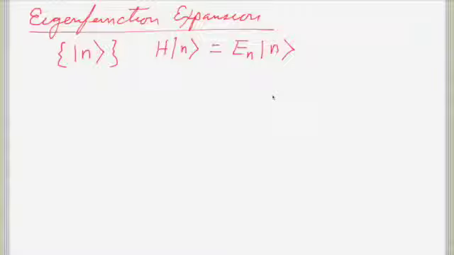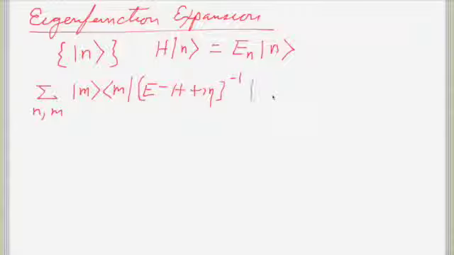And so for an eigenfunction expansion of this G_R of E, what do I have to do? I hit it with an identity on either side, so I'd have the sum over n, m of |m><m|, and then my (E minus h plus I eta) inverse, and then |n><n|. That would be an eigenfunction expansion. I just put in the identity operator on either side of it.